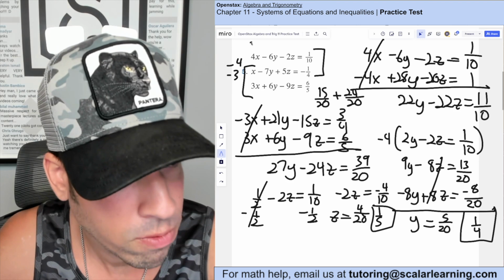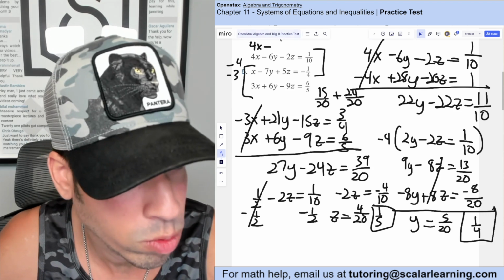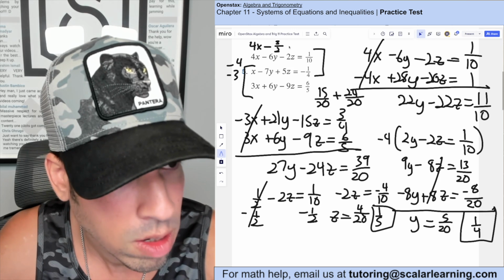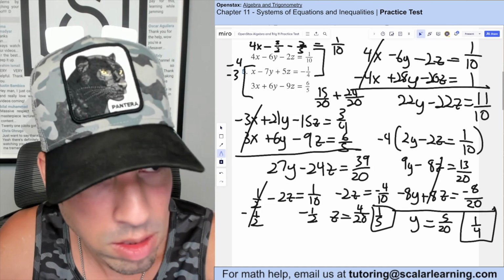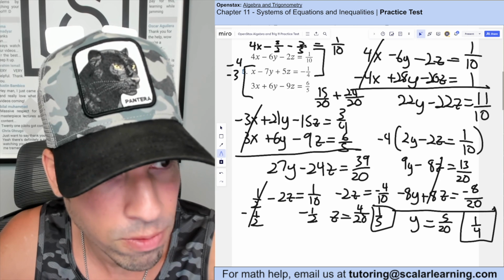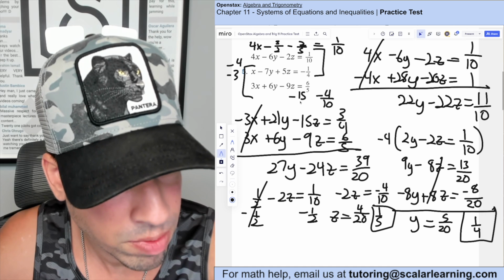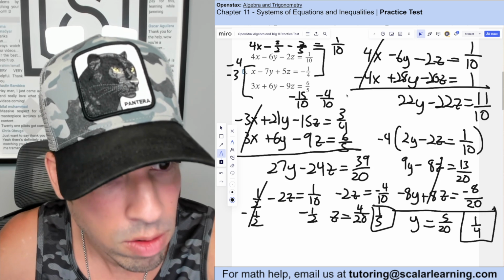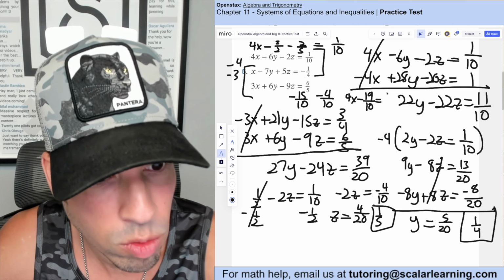Okay, so we got 4x minus 6 times y, which is 6 times 1/4, which is 3/2. And then minus 2 times z, z is 1/5, so that's minus 2/5 is equal to 1/10, okay? Let's consolidate these a little bit. So we'll get a common denominator of 10, so that would be 4/10. Negative 4/10, that would be negative 15/10, and those will combine to be negative 19/10. So we got 4x minus 19 over 10 equals 1 over 10.